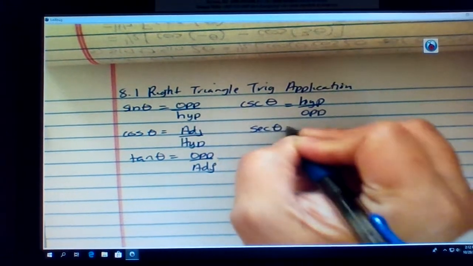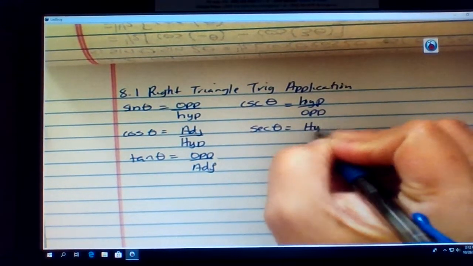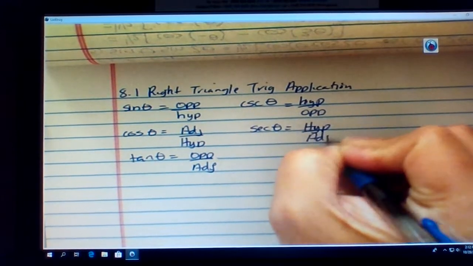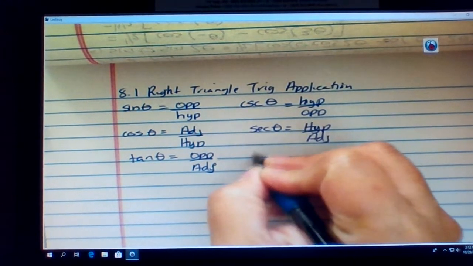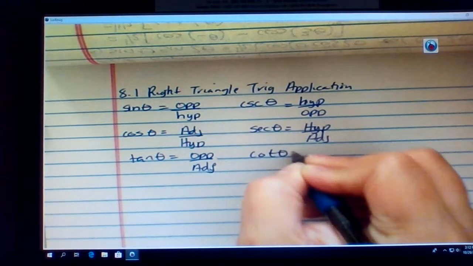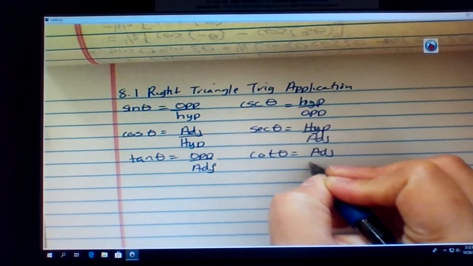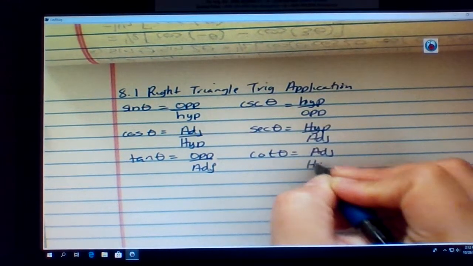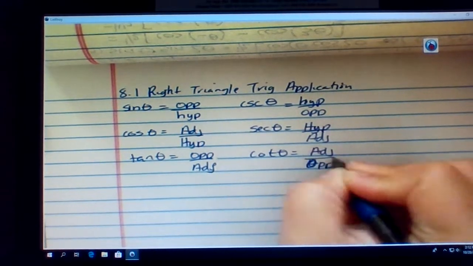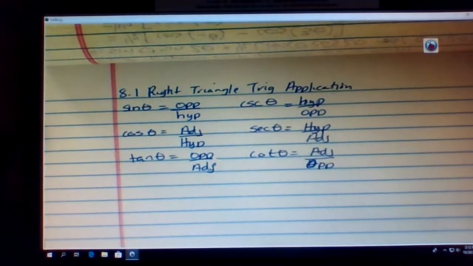Secant would be hypotenuse over adjacent. And your cotangent would be adjacent over opposite. So you remember when you were in elementary, they would say SOHCAHTOA?